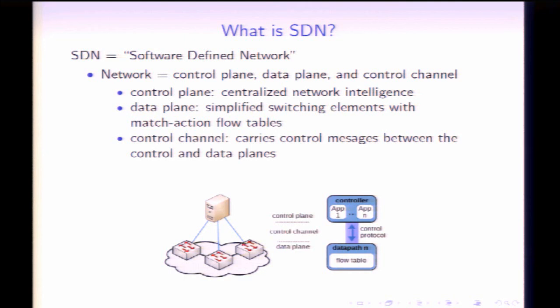The data plane is the simplified forwarding elements that are purely there for moving traffic according to what is called a flow table, which is a map between certain packet headers and certain actions, like flood a packet out of all the ports of a switch, forward out of one port, or drop a packet. And finally, there's the control channel linking the data plane and the control plane, letting the control plane manipulate the data plane using control protocols that directly access the flow table and manipulate its contents.